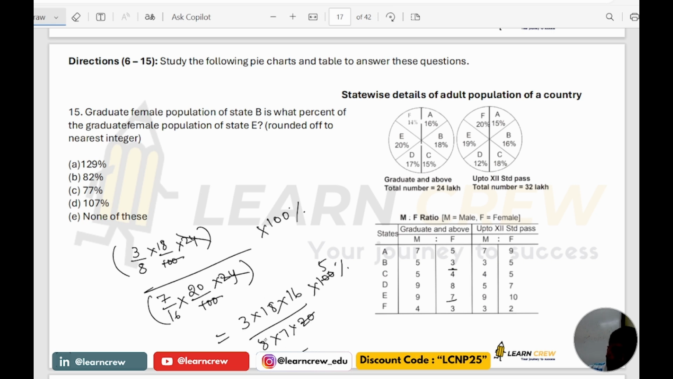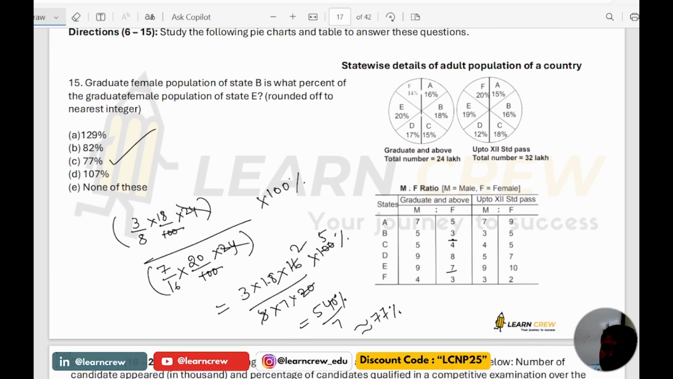Next, 4 2s are 8, 1s are, 8 2s are. Now what is remaining here? 7. So 2 5s are 10. 18 3s are 54. 54 into 10, 540 divided by 7. 540 divided by 7 is approximately equal to 77 point something. So the answer is 77 percentage.